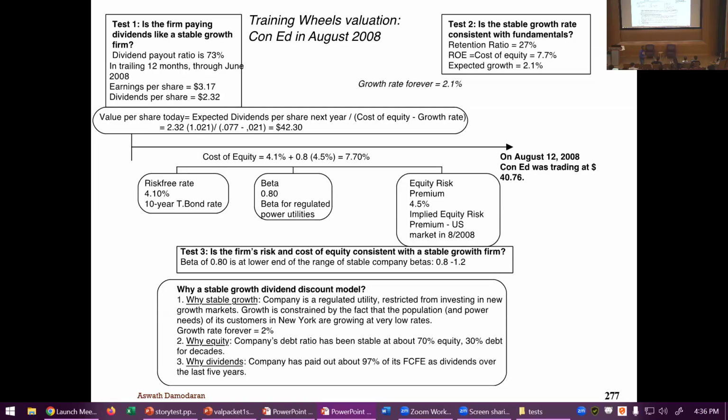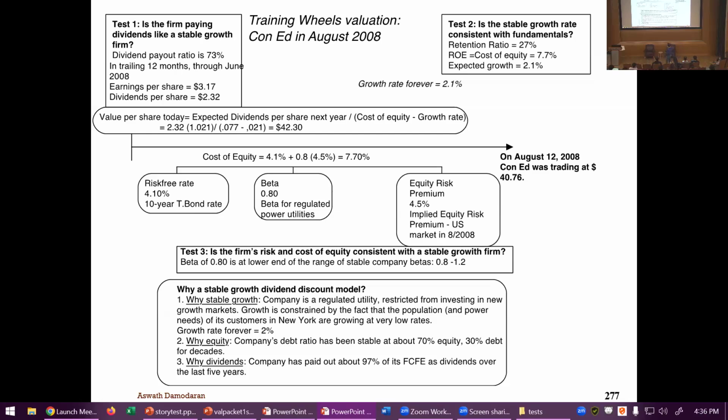The final check I ran was, if you're a stable, mature company, your cost of equity should be roughly where the market is. Your beta should be close to 1. And it turns out that the beta is 0.8 for regulated utilities, slightly less than 1 because they're less risky. They meet all the ingredients for a stable growth dividend discount model.